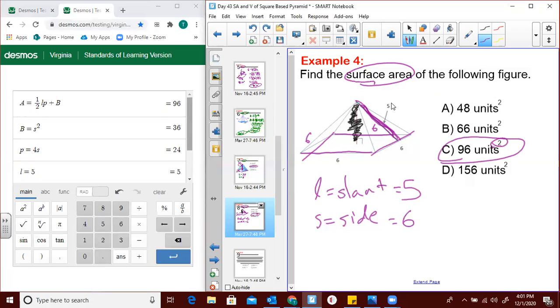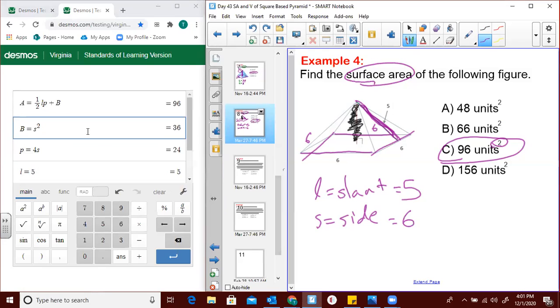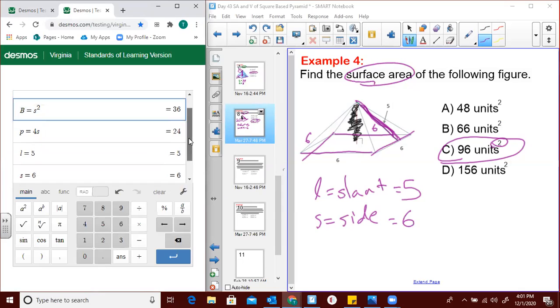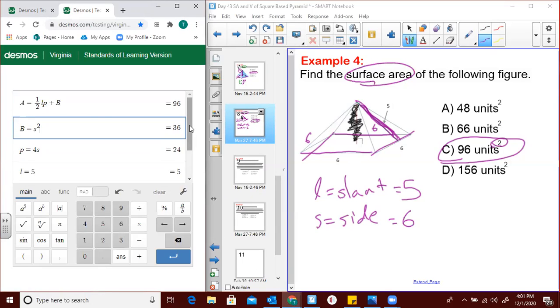Just to point out again, when we use this formula, it kind of shows you almost a little bit of the steps along the way. It gives you the area of the base, right? And you can tell that 6 times 6 is 36. If you are using Desmos, I will remind you that you have to make sure that you are consistent with your variables, your use of letters, and make sure that you put the correct information where it needs to be.